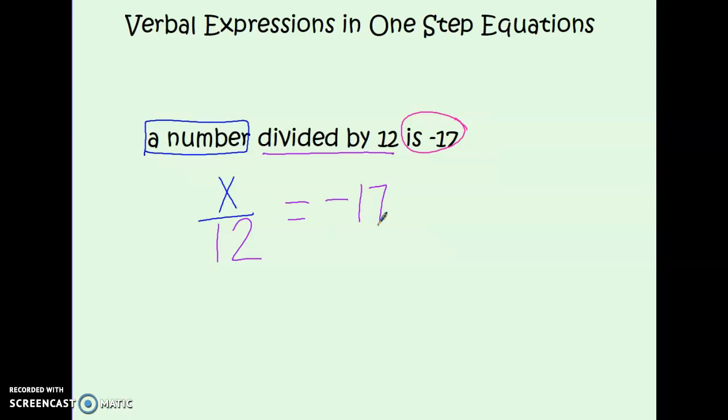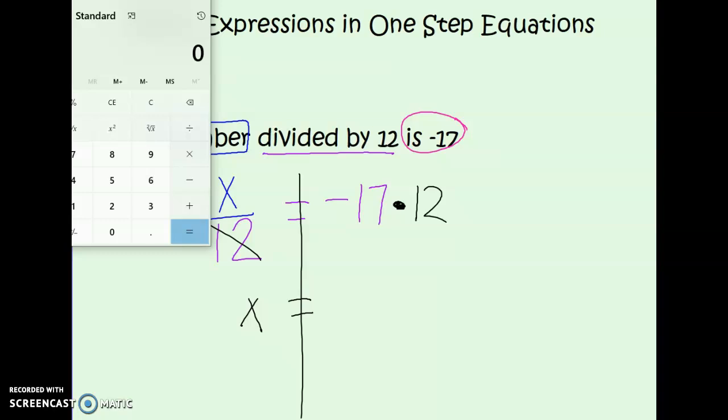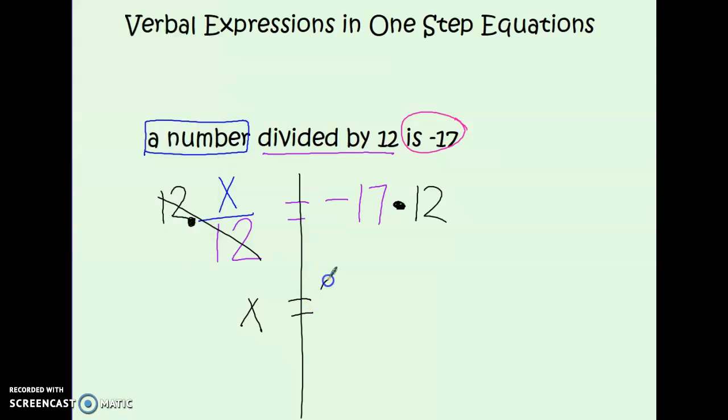Okay, so now we have to solve the equation. Because we're dividing by 12, we're going to multiply by 12 to undo it. We always use our inverse operations. So X equals 17 times 12, which is 204. Actually, it's going to be negative 204 because we do have this negative sign here. Negative times a positive is a negative.